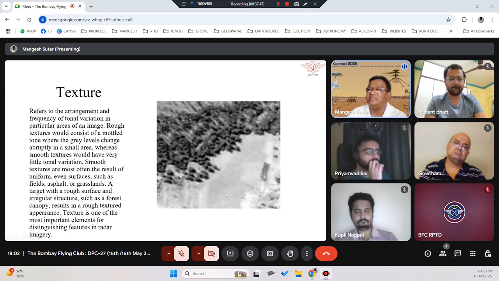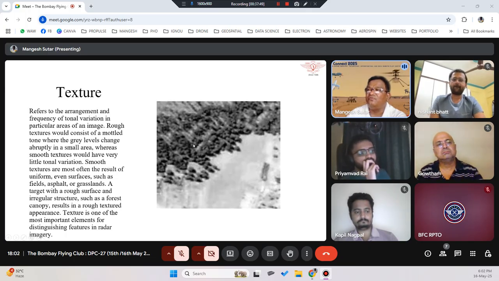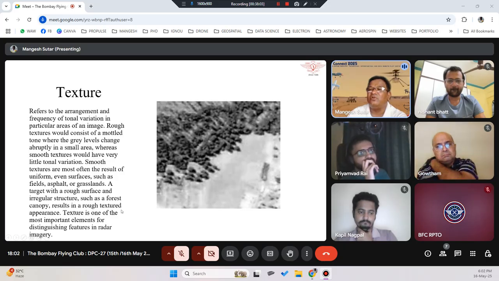Texture, again. From the texture, you can see here this is a forest. These are all trees over here, there is open barren land, and there is a grassland on the top. So you can interpret your images based on the texture. Texture is one of the most important distinguishing features in radar imagery. This is especially done with radar or lidar imagery, where we can get some kind of texture.